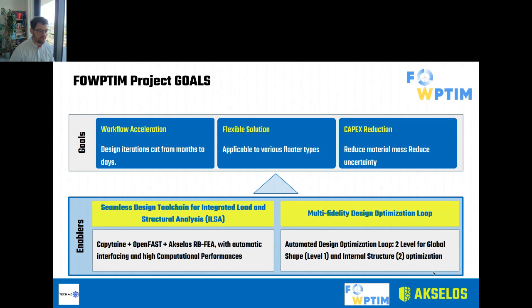I won't go into too much detail here, but the idea is that we have a two-level multi-fidelity framework. The first level is focusing on the global shape of the floating foundation and trying to address how these changes affect the hydrodynamic performance or the global performance. And then the second level really focuses on the internal structure of the floating foundation and tries to bring down the extra mass without downgrading the structural performance or the global performance of these turbines.